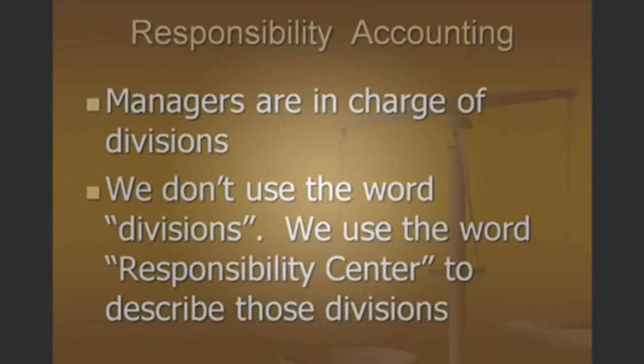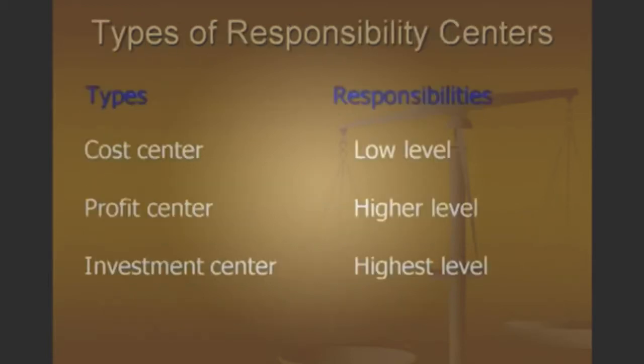In responsibility accounting, the managers are in charge of divisions, except we don't use the word divisions anymore. We use the word responsibility center to describe those divisions. There are three types of responsibility centers. They are cost center, profit center, and investment center.